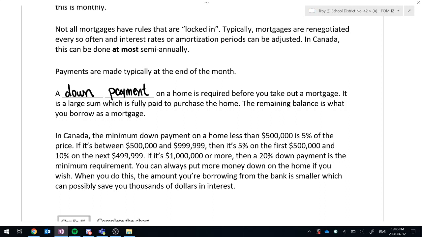Like I said, there is no maximum. You can put more money down, and in fact, if you put more money down than the minimum, that lowers the principal amount of your loan, which, as we know with compound interest, means the overall interest will be smaller over the course of the loan. So if it is possible, it is better to make as large a down payment as you feasibly can.